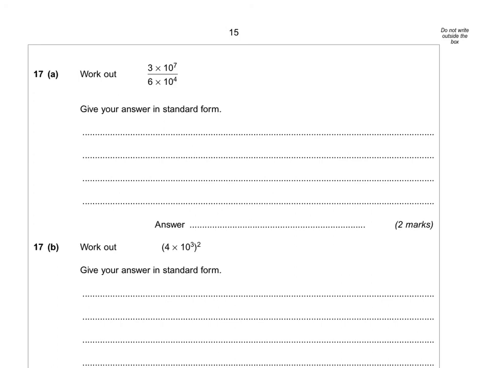17. Work out 3 times 10 to the 7 divided by 6 times 10 to the 4 in standard form. Now, you could write it all out as ordinary numbers and do the division, but when you're doing standard form calculations without a calculator, when you're doing a division like this, we need to do 3 divided by 6. So that's really a half, or 0.5. And then we need to use indices, which was earlier in the paper. 10 to the 7 divided by 10 to the 4 is 10 to the 7 take 4, 3.